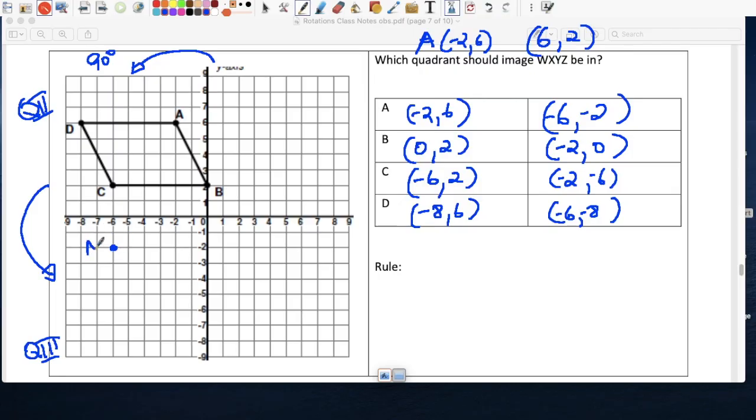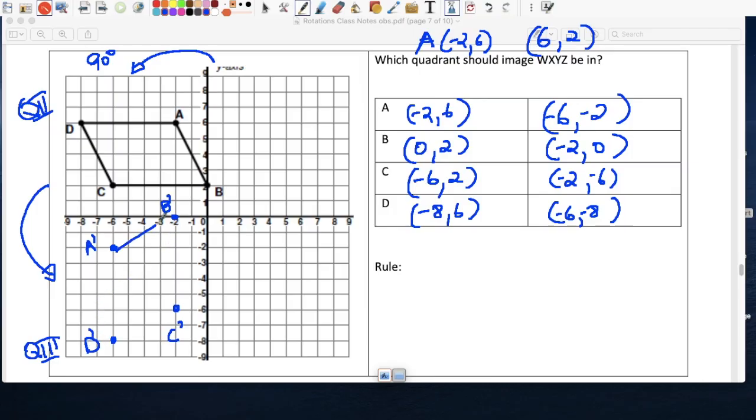And that's point A prime. Negative 2 and 0 is this guy over here. And that's B prime. Negative 2 and negative 6 is over here. And that's C prime. And then negative 6, negative 8. Where is it? It's right here. And that is D prime.